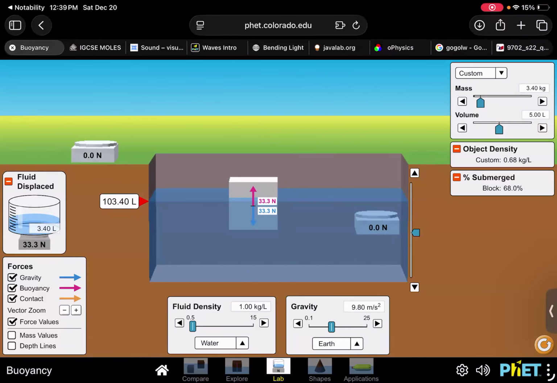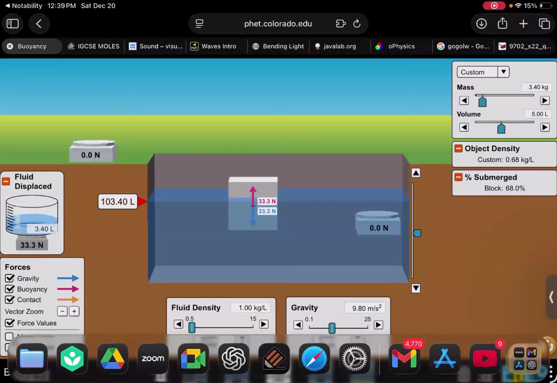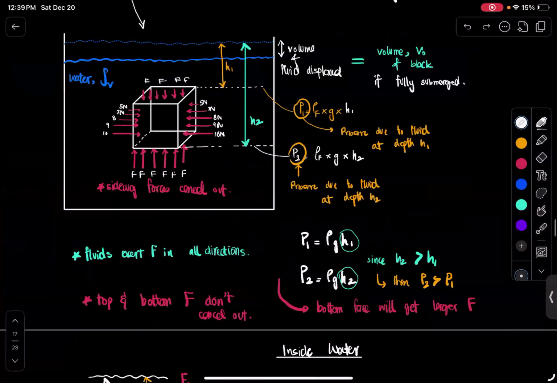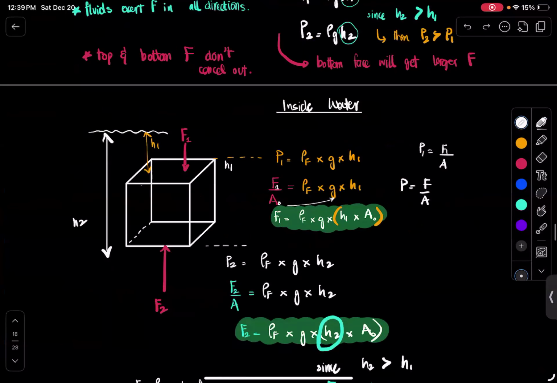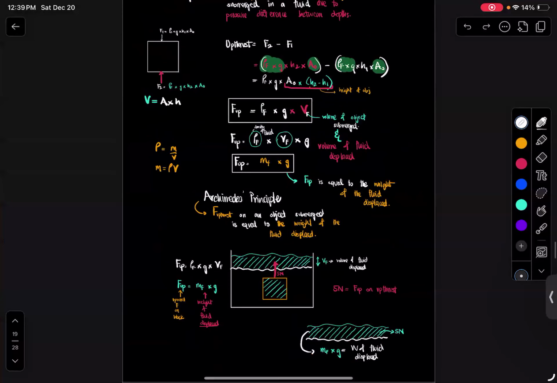Now, upthrust is equal to 3.3 newtons. And we notice on the left side that the volume of the fluid that was displaced is 3.4 liters. And if you measure and weigh that fluid that was displaced, it is equal to the value of upthrust on the block. So that's basically Archimedes' principle. Okay, questions? It takes a lot of imagination to understand this, but it is very, very important to understand it.